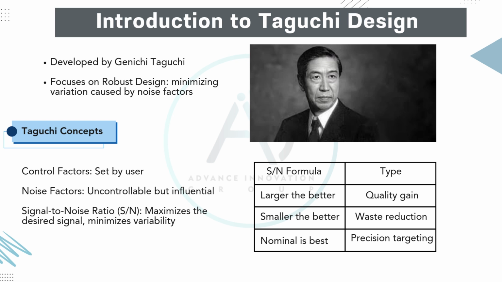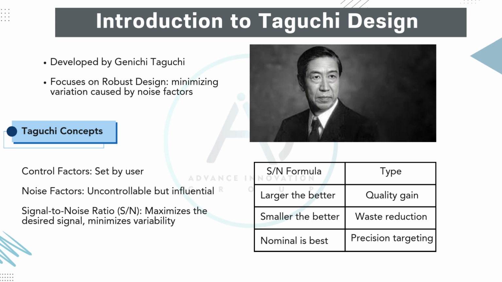A key concept in Taguchi design is the signal-to-noise (SN) ratio. This ratio helps us measure quality by maximizing the desired signal, i.e., performance, while minimizing variability due to noise. The table here highlights the three main SN formulas used in Taguchi methods.